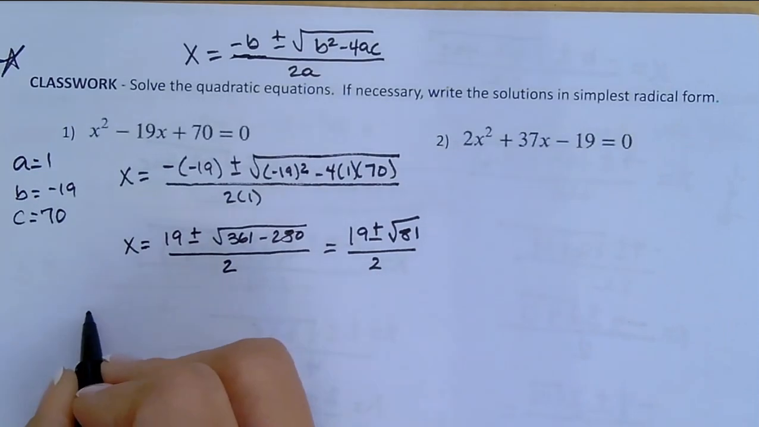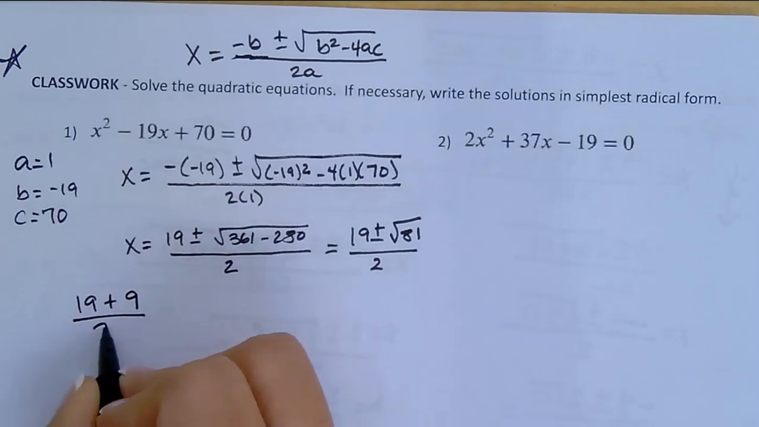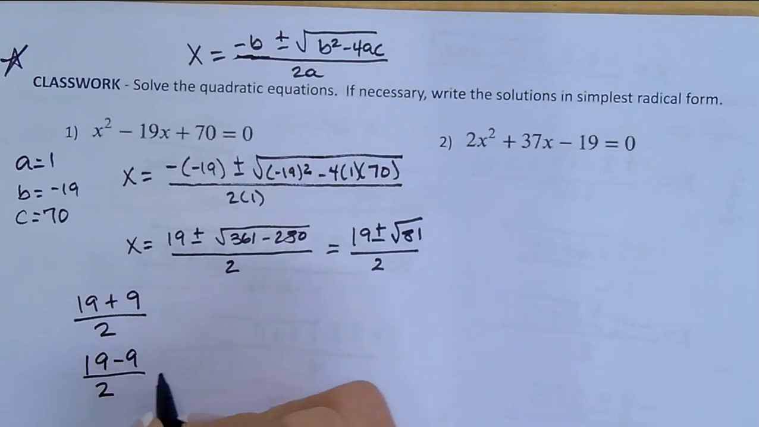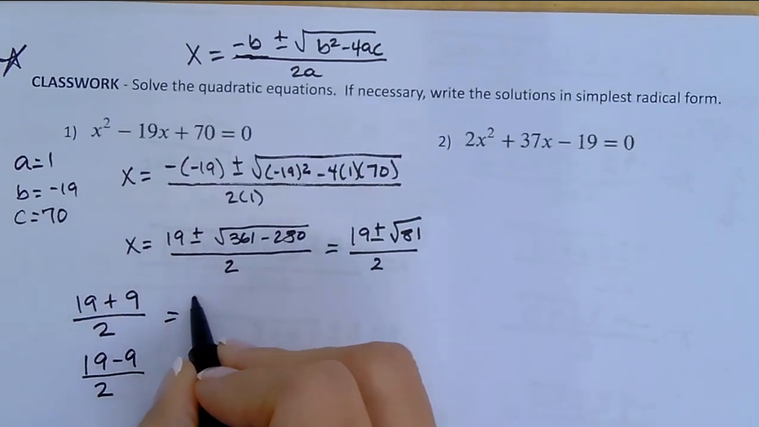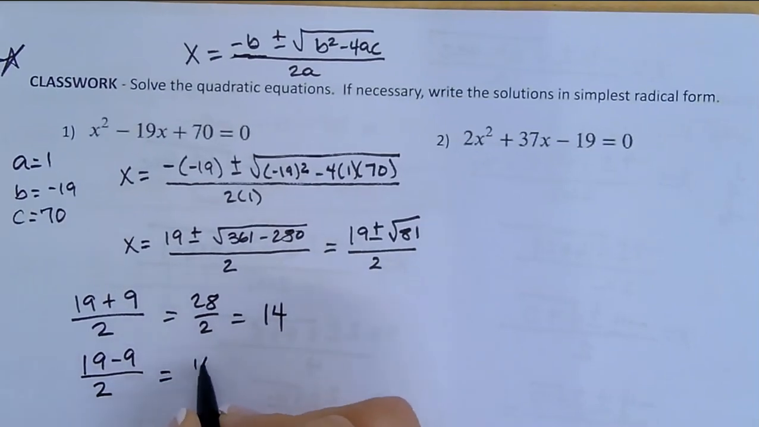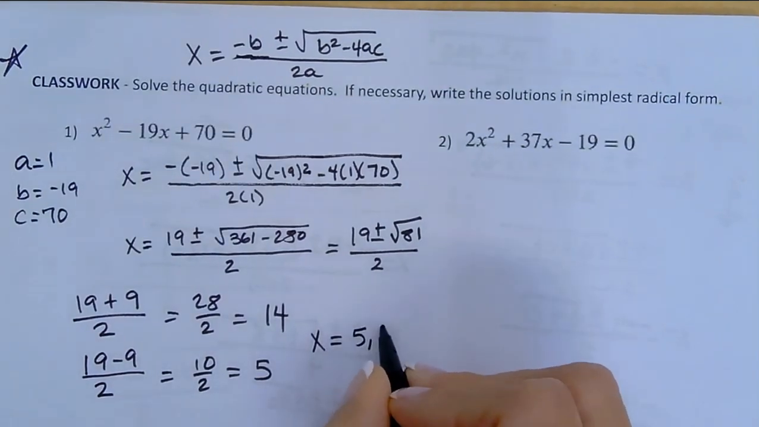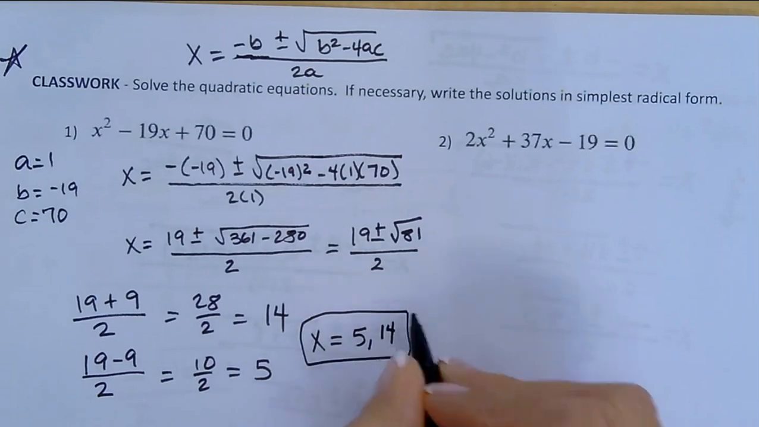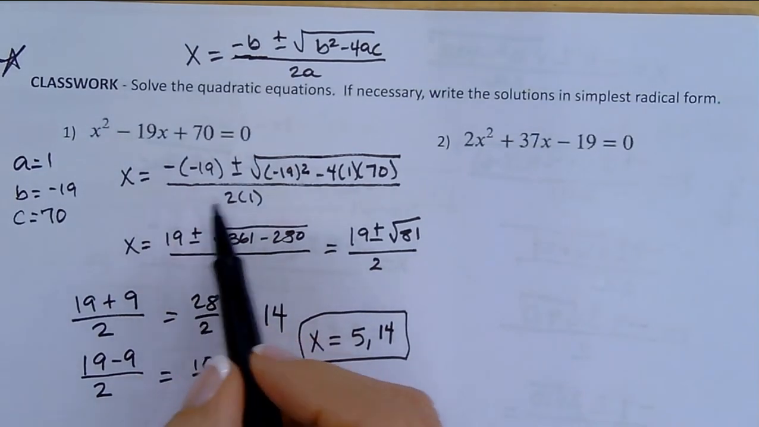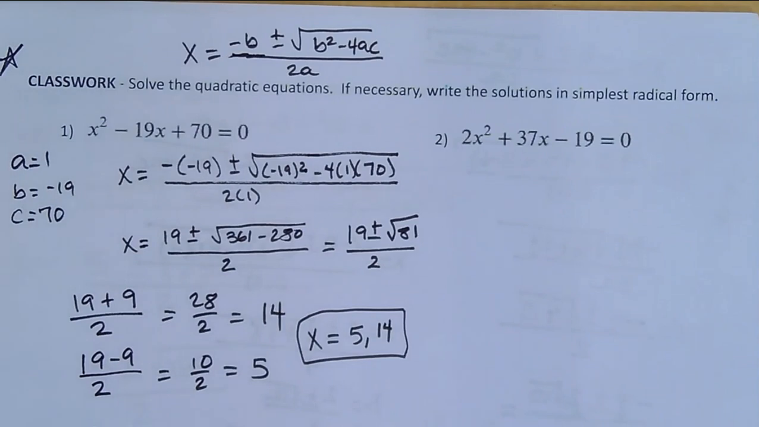Okay, what that means is I have two possible answers, 19 plus 9, right, because the square root of 81 is 9, over 2, and also 19 minus 9 over 2. Okay, so these are my possible answers. That's 28 over 2, which is 14, and this is 10 over 2, which is 5. And so I know that my answer would be x equals 5 and 14. Those are the possible answers for x, that if I plug in 5 as x, my whole function equals 0, and if I plug in 14, it also equals 0.